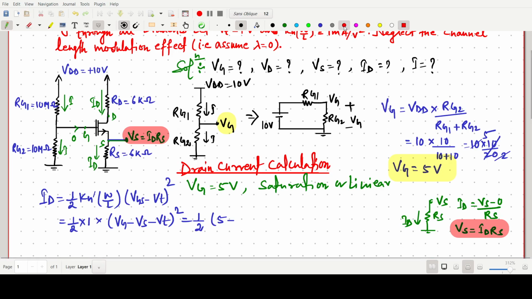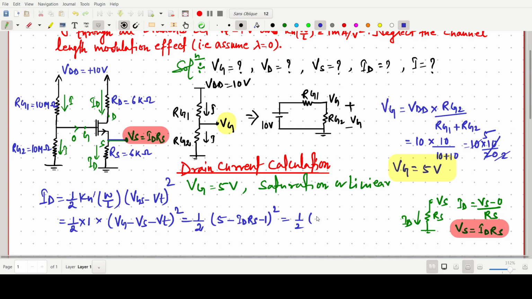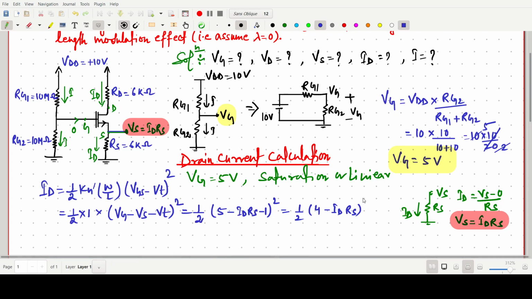So one can easily write, instead of Vs we have to write ID Rs. So this can be 5 minus 1, whole square, or 4 minus ID Rs. Okay, Rs is in kilo ohm and ID is in milliampere, so milli and kilo will be cancelled out, and since we are assuming ID in milliampere, there is no need to write milli and kilo. So we have to take care of this. And one more square term will be there. This one is the ID value.